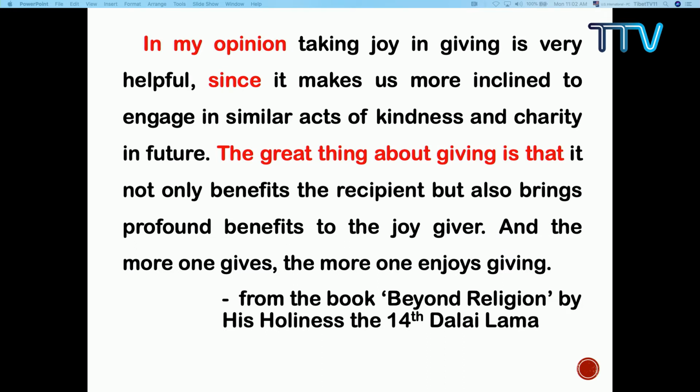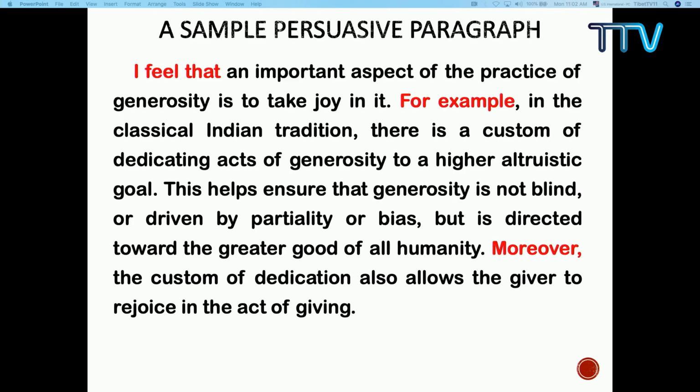Now let's look at the paragraph again. The whole paragraph is taken as it is, except that I have added this phrase, for example, and then moreover here. The rest is as it was written in the book. I felt that this is a very good piece for persuasive writing, because here His Holiness is expressing his opinion, his feelings. This particular extract is titled The Joy of Giving.